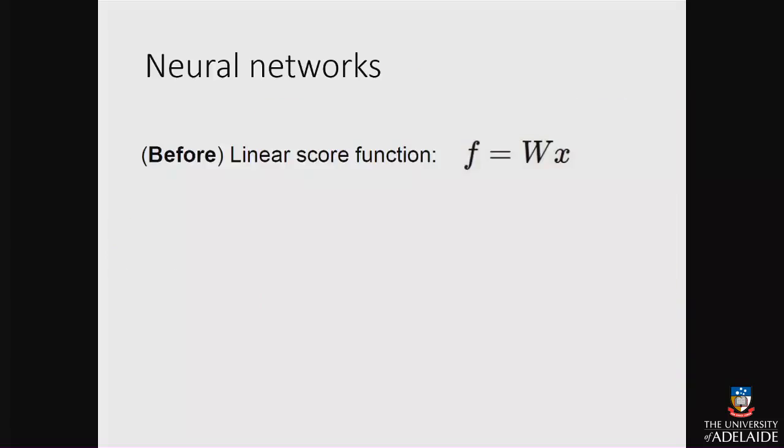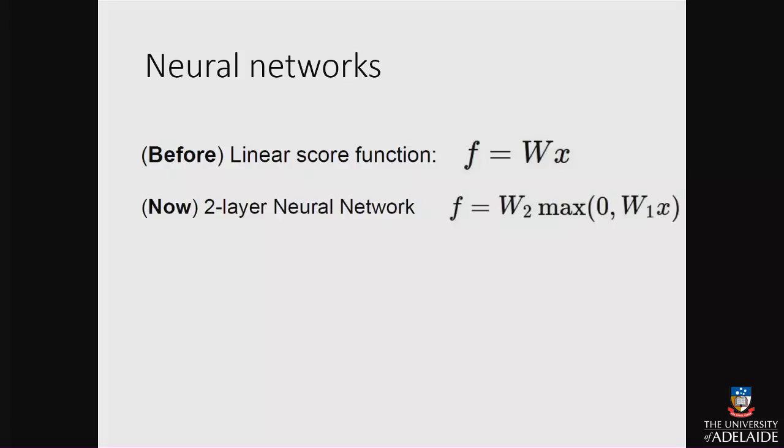So, okay, we already know that a linear score function looks like this, right? W times x. The bias b is omitted here just for simplicity. So this is a classic linear score function. Then a 2-layer neural network can be defined as W2 times max(0, W1x). This max function is a nonlinear function, right? So W1x is linear, max is nonlinear, W2 is another linear.